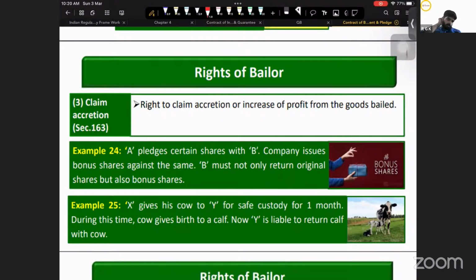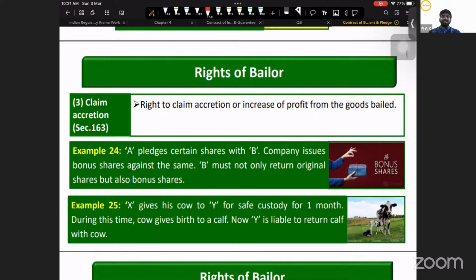A pledges certain shares with B. While the shares are with B, the company issues bonus shares, extra shares. Now A has all the right to demand back his original shares along with the bonus shares that have been declared in his name. X gives a cow to Y for safe custody for 1 month. During this time, the cow gives birth to a calf. Now, Y is liable to return the calf with the cow. These are the examples which we can give for accretion in the goods, increase in the goods.